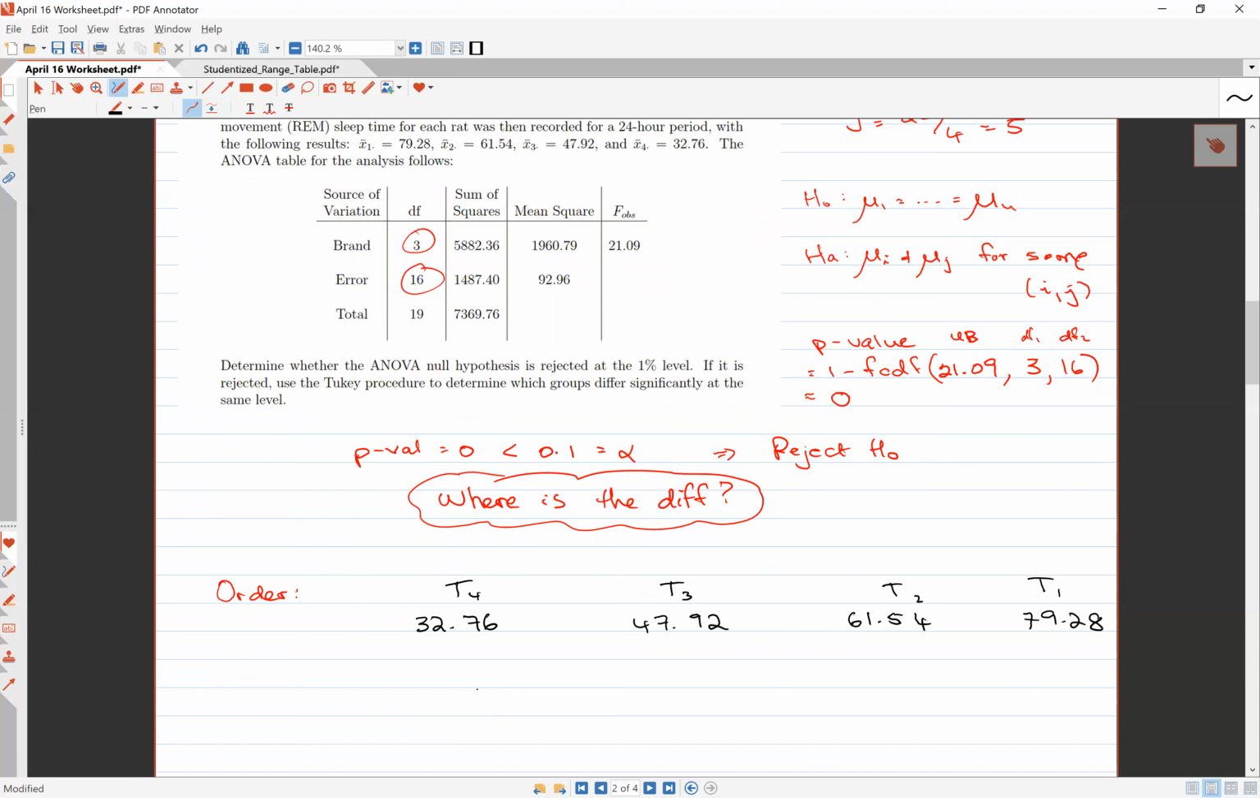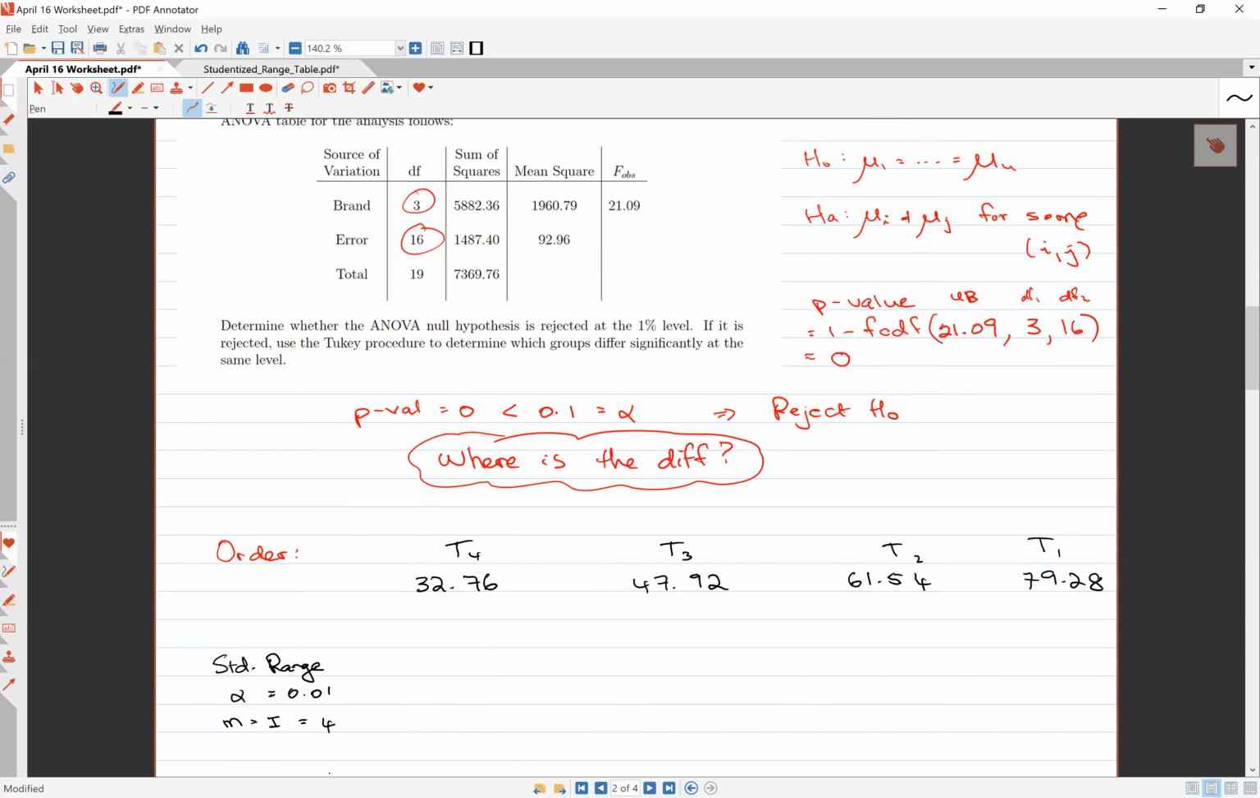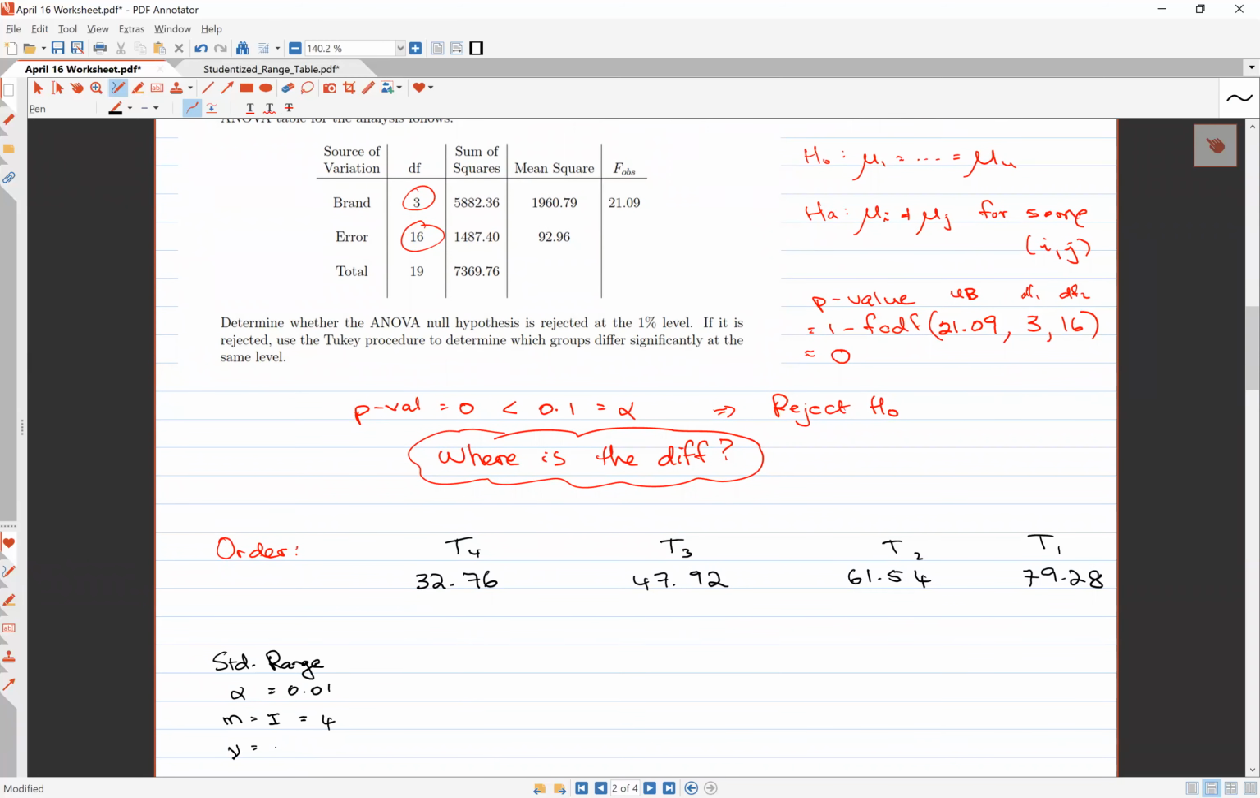But to do that, we again need to implement this width calculation. So for the studentized range distribution, our alpha in this case is 0.01. Our first degree of freedom value is the number of groups, in this case 4, and our second degree of freedom value is I times J minus 1. That's the same as the second degree of freedom value in the table.